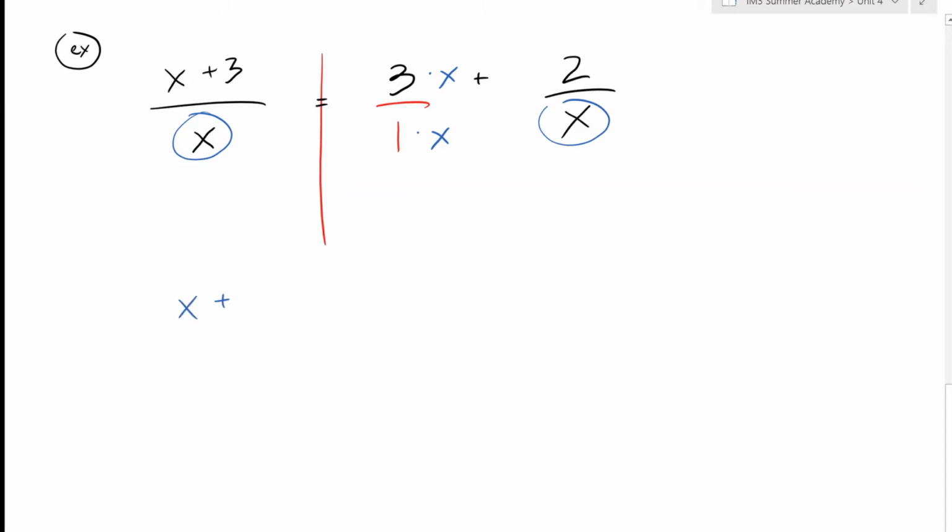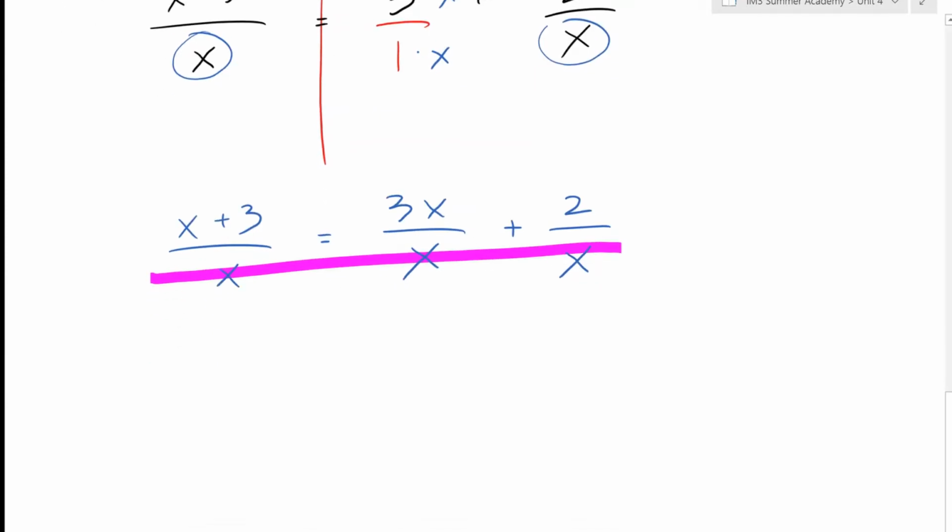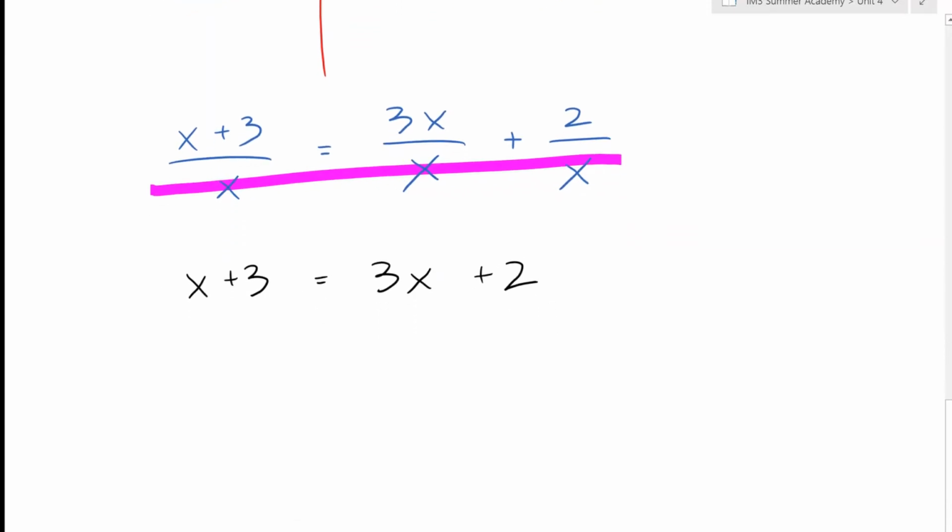So now I have x plus 3 over x equals 3x over x, because you see if I simplified or reduced those x's, it will come out to 3. But we don't want to do that. We want to actually show it like this. Now they all have the same common denominator. I can cancel them out and just write what's on top. So x plus 3 equals 3x plus 2. And now we're able to solve this, get the x's by themselves. So I'm going to subtract x, subtract 2.